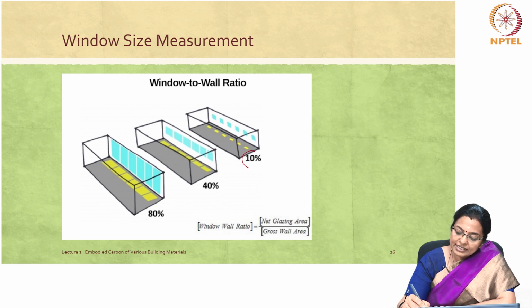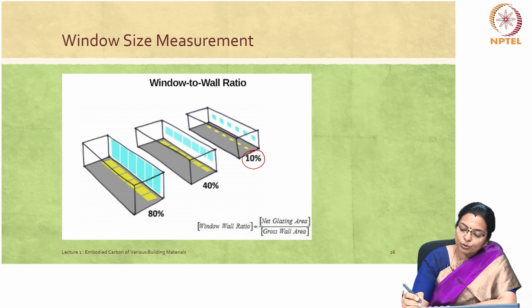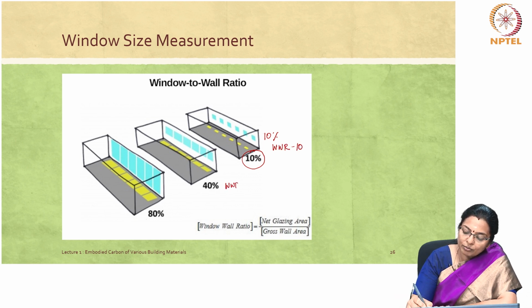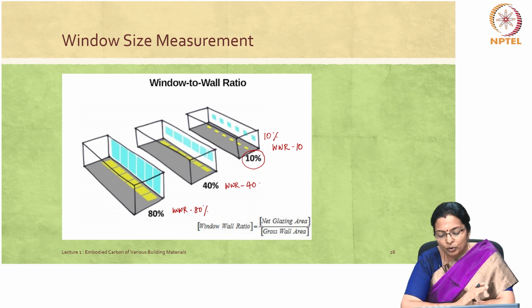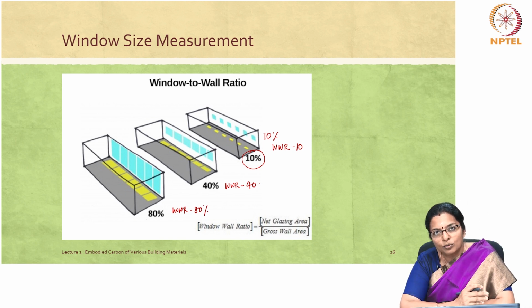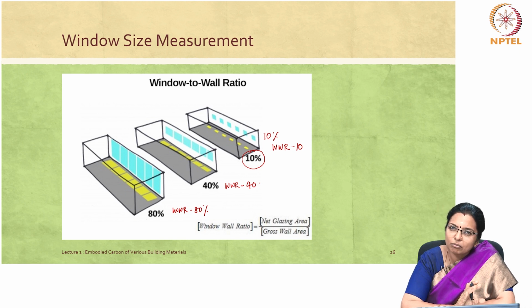So, here we can see it's just an indication to show what a 10% WWR means. So, a WWR of 10% looks like this, and a WWR of 40% looks like this. A WWR of 80% looks like this, and a WWR of 100% means almost the entire wall is made up of glass. That's what it more or less comes up to.